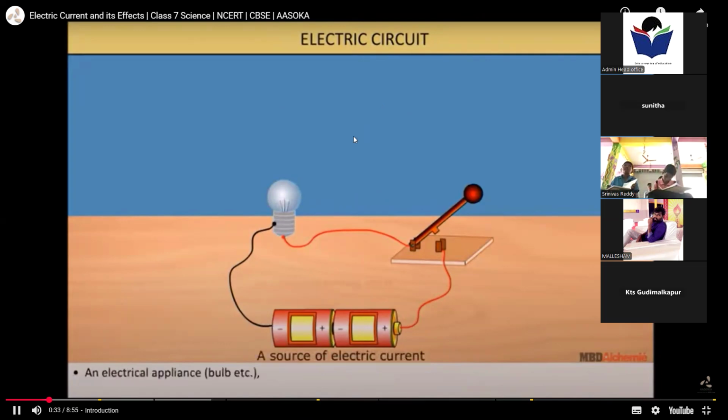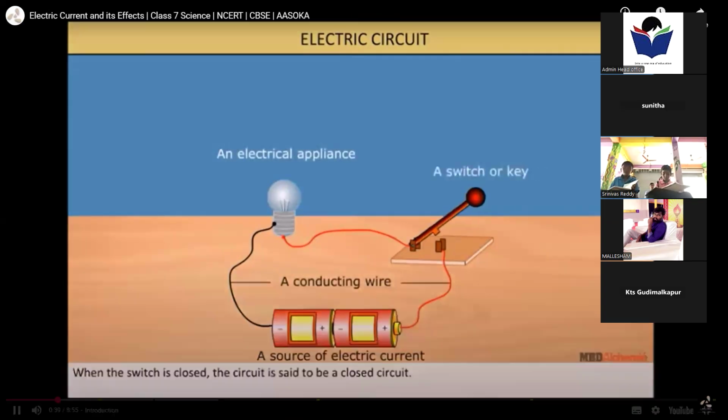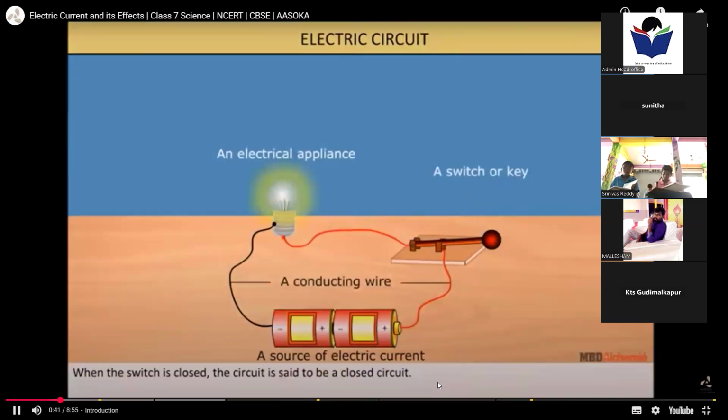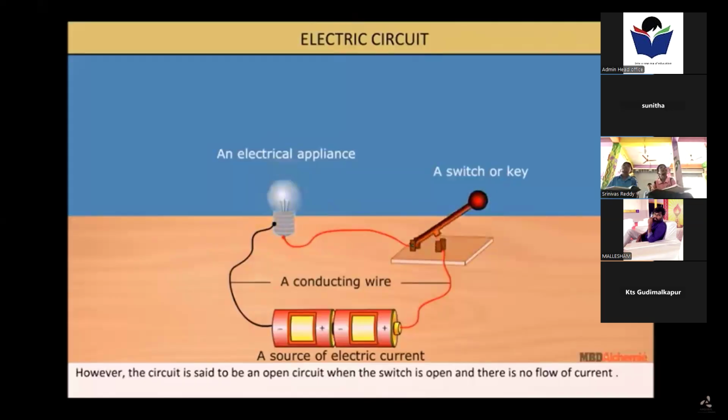Conducting wire, an electrical appliance, bulbs, etc. A switch or key. When the switch is closed, the circuit is said to be a closed circuit. In this condition, current flows and the appliance works. Example, the bulb glows. However, the circuit is said to be an open circuit when the switch is open and there is no flow of current.